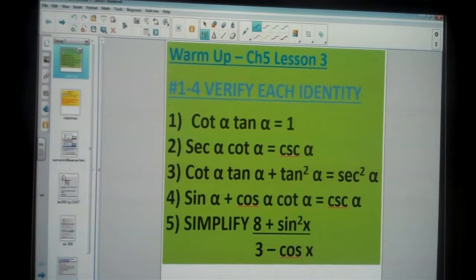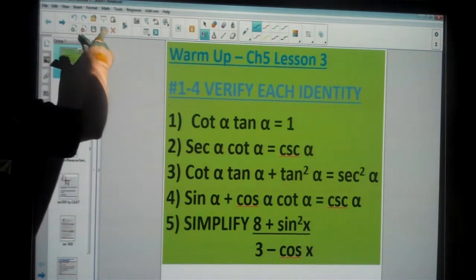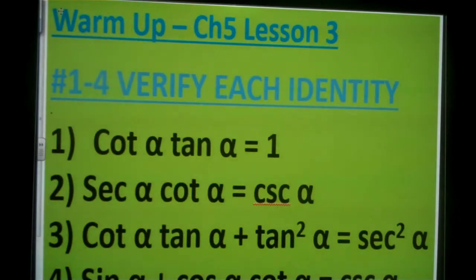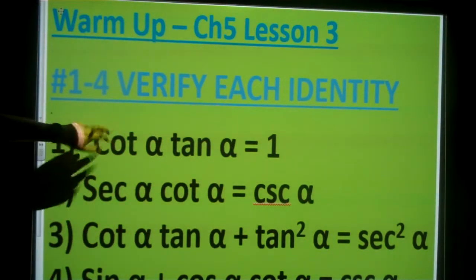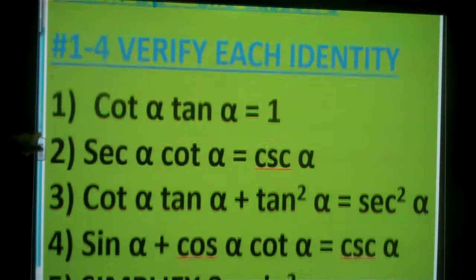So this was the warm-up for today. As we've been just doing identities in the previous lesson, this was the extension of that for our third lesson. So first of all, starting off with cotangent, tangent. This is one we saw a lot last lesson. Cosine over sine, sine over cosine, everything cancels, so you get an answer of 1.